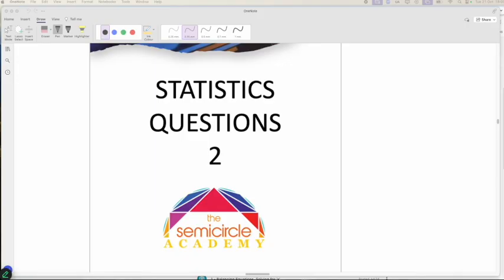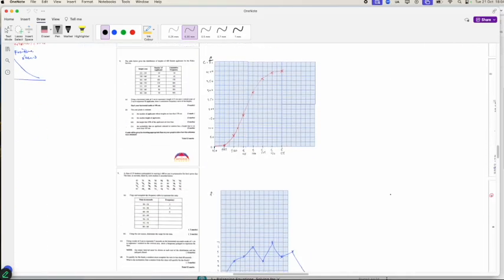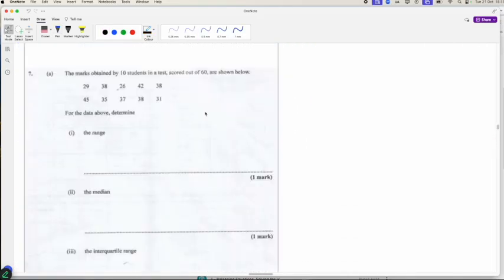Statistics questions 2. It has a lot of graphs in this one. I actually have all of the graphs already done here, so you could see all of the graphs there. So we have about 5 questions, and I already drew the graphs, so we don't have to spend time with me drawing graphs, right?